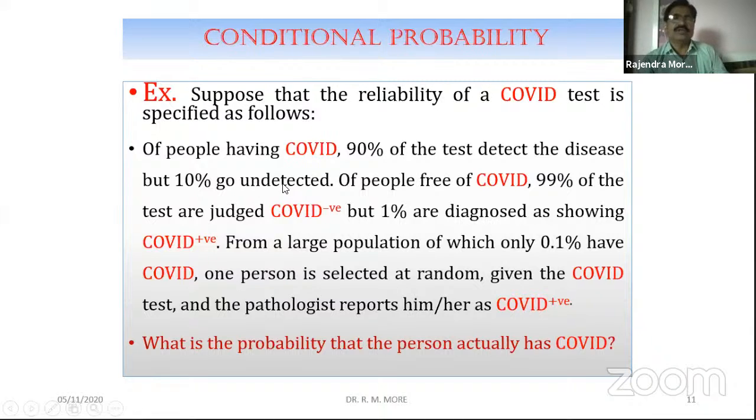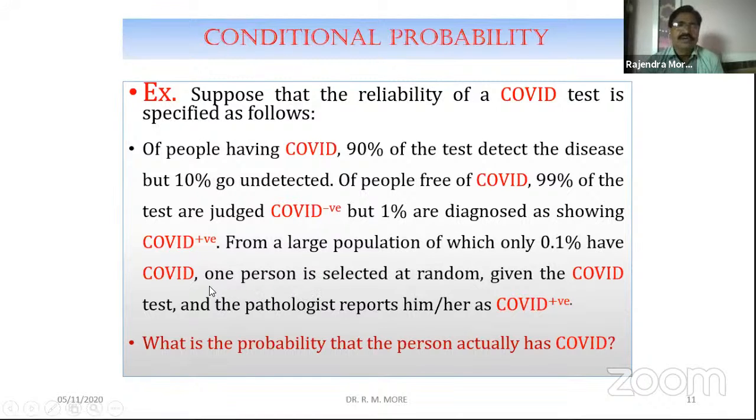That is, those who are suffering from COVID, and of the people who are not suffering from COVID, they also test. 90% of the tests are judged COVID-19 negative, but not that they are really detected as having it. But those who are not COVID positive, but because of some error in the diagnosis, they are detected as positive, of which only 0.1%, this is what is given, is happening.